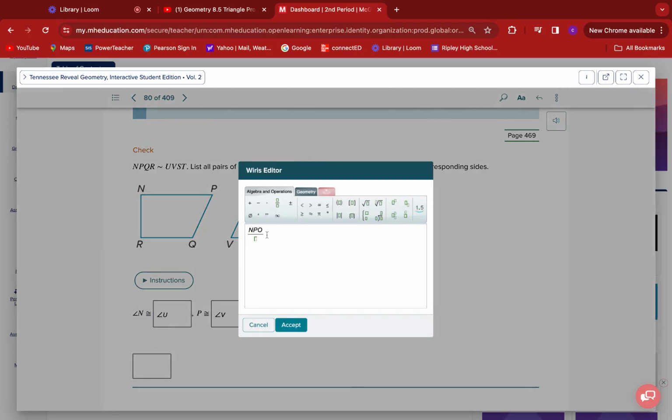NP and UV. What if I move this over? Okay, don't need to. All right, so NP went with UV. Now the next side is PQ, which is your second and third letter. So PQ, this side, is going to match up to the second and third letter, VS.